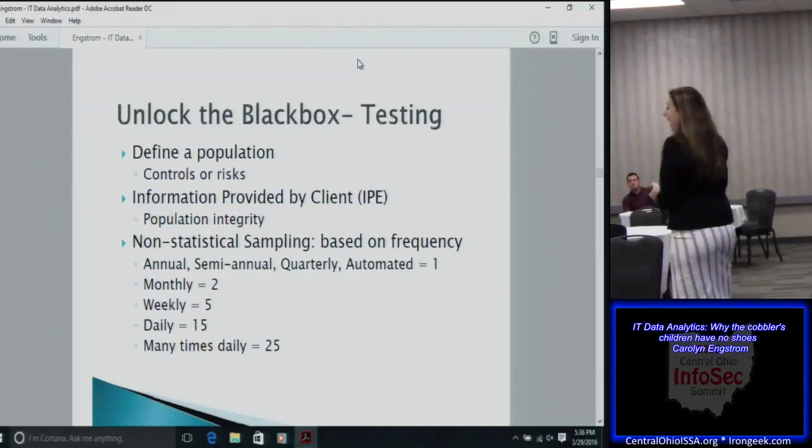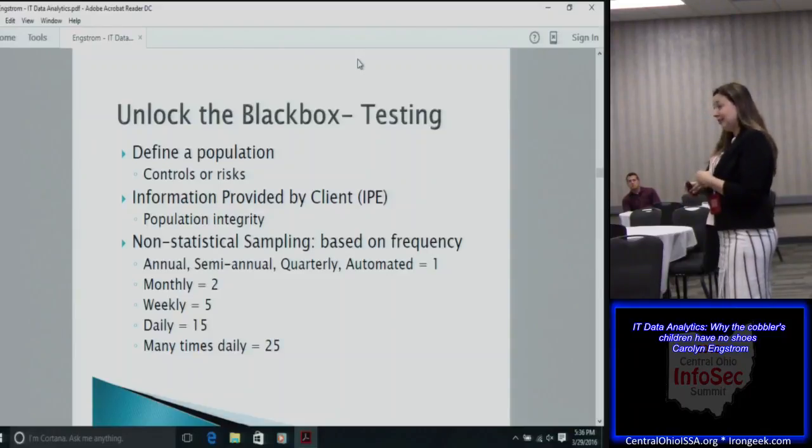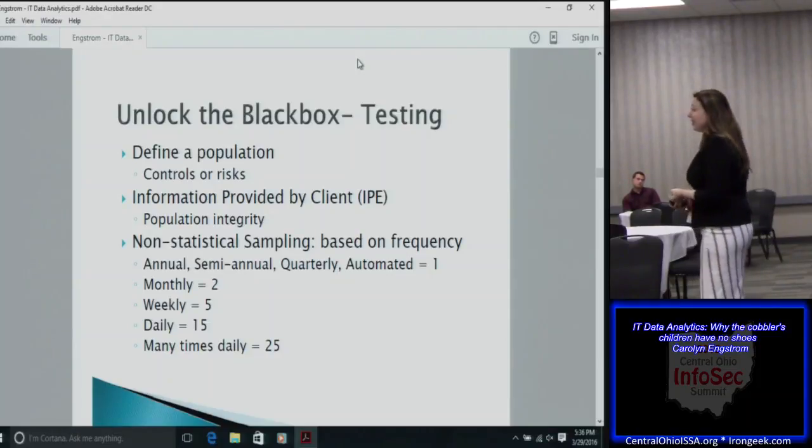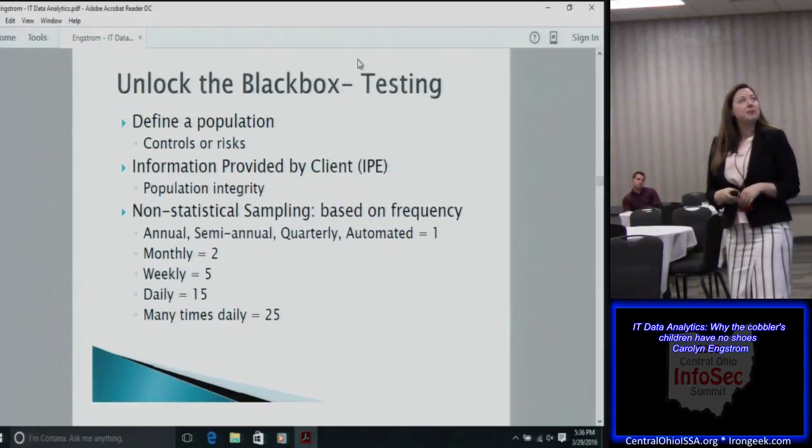So, be happy when the auditor tells you that the controls are operating effectively, but if you don't know what their population was, how many types of samples there were, and you don't know what type of samples they took, you might be incorrectly relying on their work.